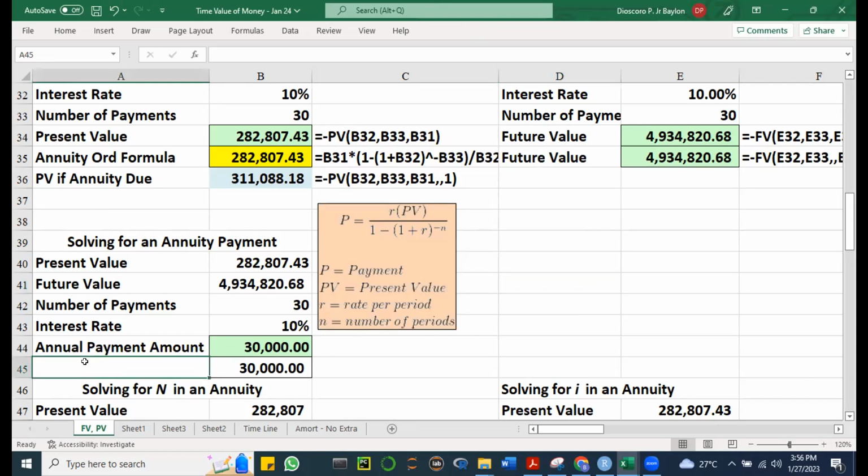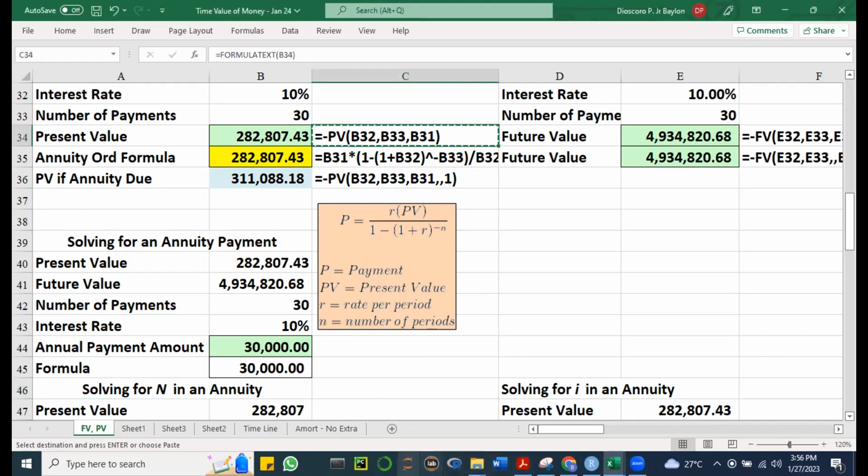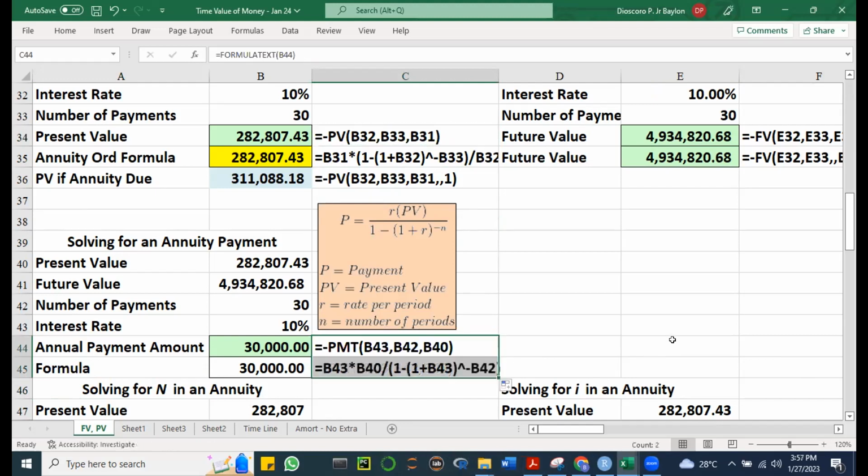This is the formula. You get it, class? Okay, thank you. For those who were not able to get it, let me flash the formula. Control C, Control V.